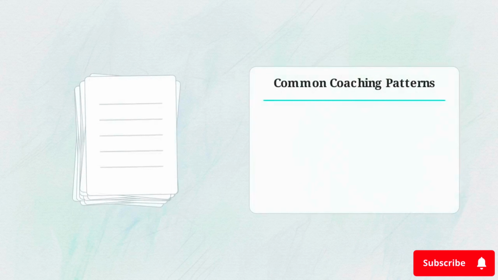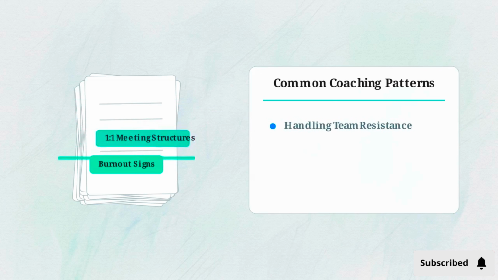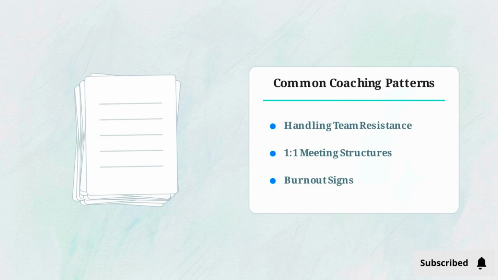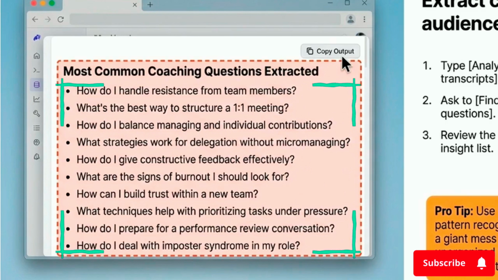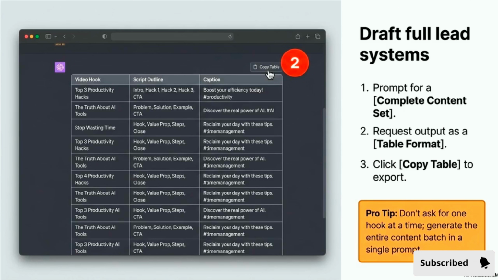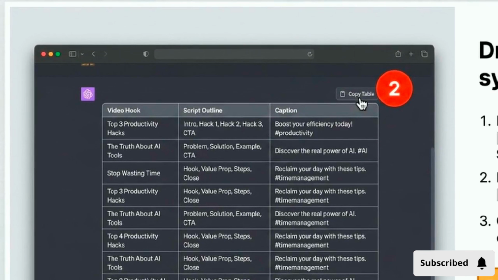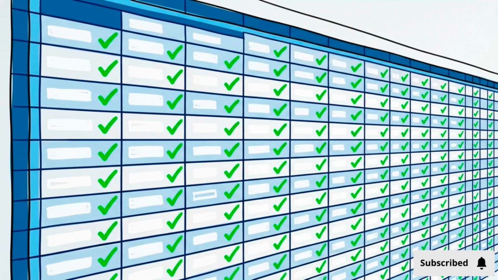Now, instruct the AI to analyze the transcripts to identify repeating patterns and extract the most common audience questions. Review the resulting output. The model has processed the chaotic raw text and isolated the core pain points into a clean, structured list. Command the AI to transform those extracted insights into a content plan and request the output strictly as a table for better organization. Generating entire content batches in a single prompt is the most efficient way to utilize this massive context window.